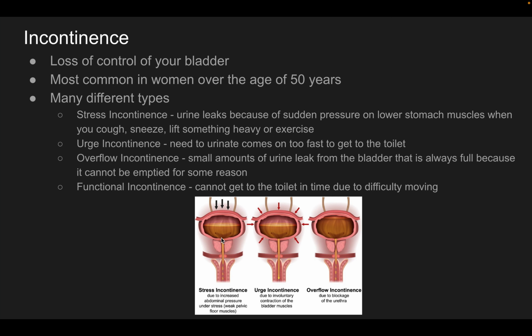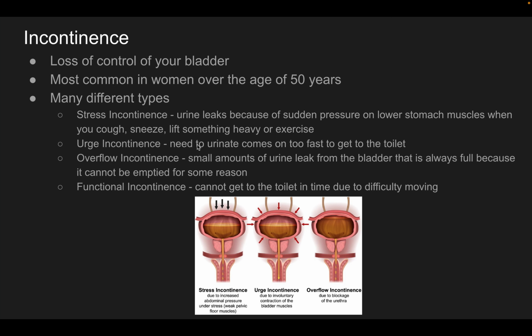Pregnancy, giving birth, can weaken that muscle. Age obviously can weaken that muscle. But there's different types of incontinence. There's stress incontinence. This is urine leaks because of sudden pressure, so like a sneeze, a cough.